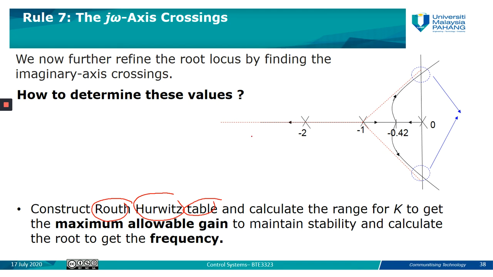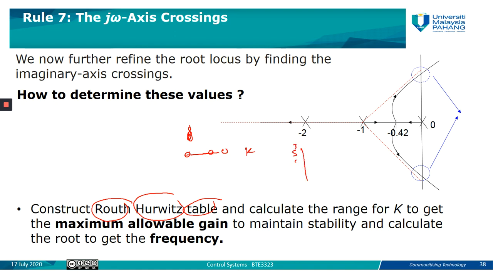What we need to do is write the characteristic equation. After we write the characteristic equation, we construct the Routh table. When we construct the Routh table, we are going to find the value of k which makes an entire row zeros. You remember we have two cases. The first is that there is a 0 in the first row. The second is that we have an entire row of zeros in the Routh table.